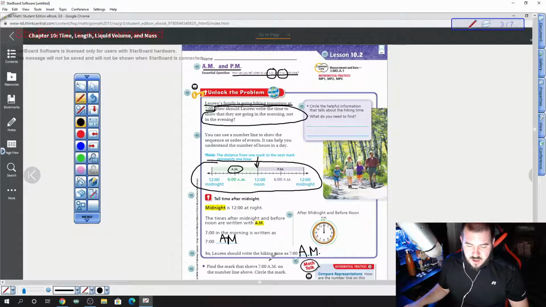Okay. Find the mark that shows 7 a.m. on the number line above and circle the mark. So it's going to be right here after 6 a.m. This is when Lauren went hiking. Go ahead and turn to the next page.